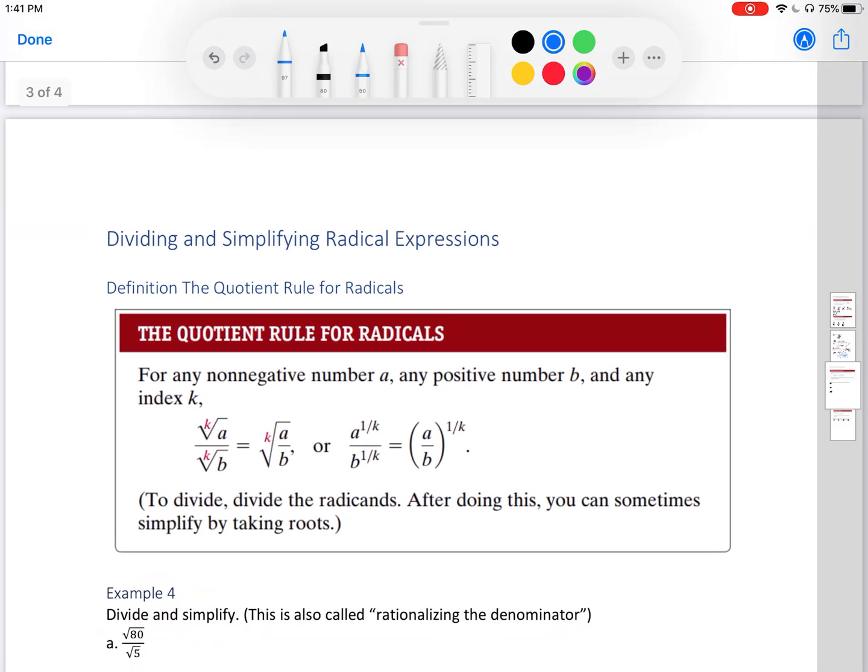Dividing and simplifying radical expressions. Definition of the quotient rule for radicals. For any non-negative number a, any positive number b, and any index of k, the kth root of a divided by the kth root of b is equal to the kth root of a divided by b. Or a to the 1 kth power and b to the 1 divided by k power equals a divided by b, all of it raised to the 1 over k power.